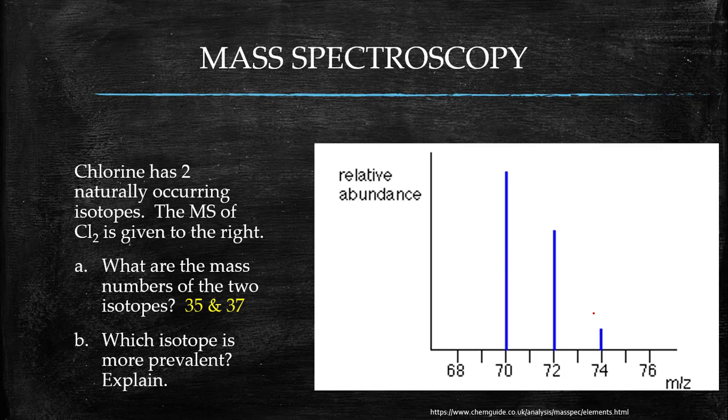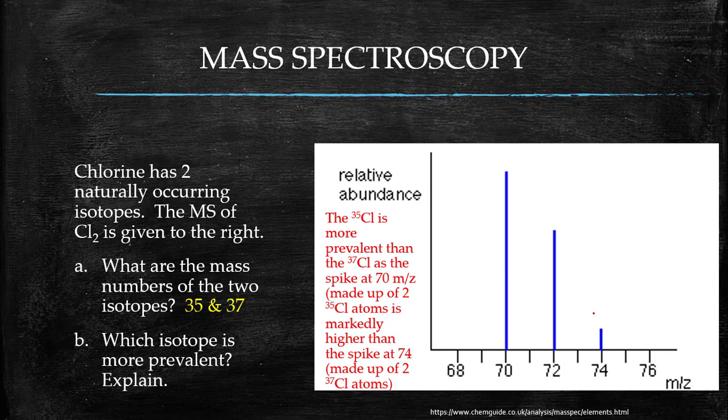Which of the isotopes is more prevalent? Well, the chlorine 35 is more prevalent than the chlorine 37. How do we know that? This spike here is much bigger than this spike here. Then the chlorine 35 must be more prevalent than the chlorine 37.